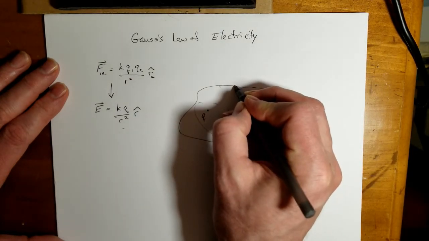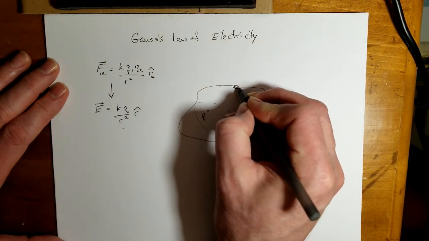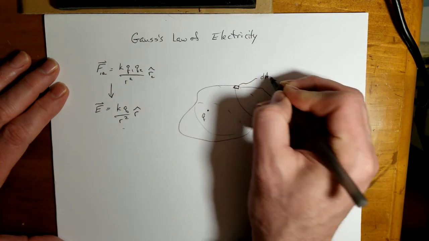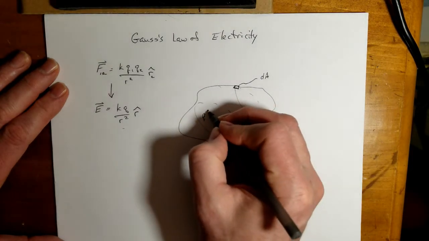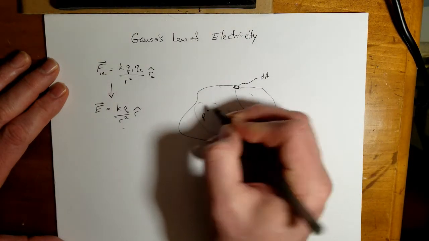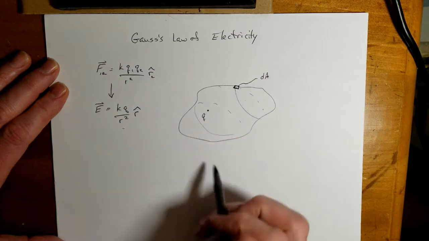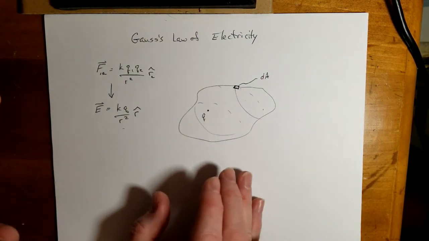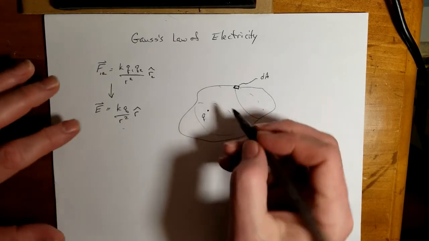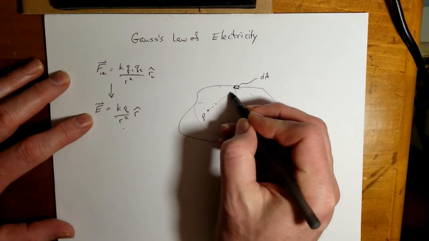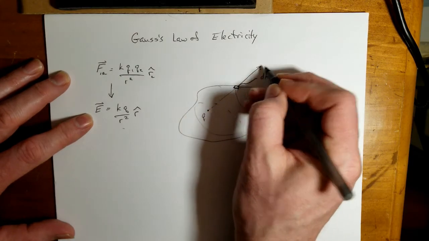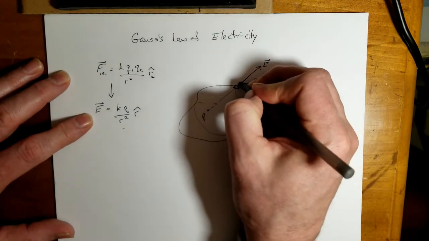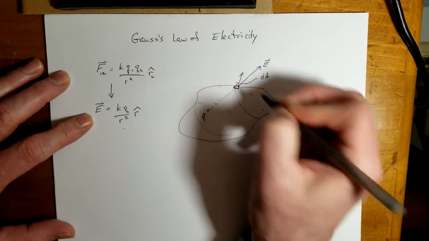And I want to take a look at a particular patch of surface right here. We're just going to call this dA. And the electric field that's coming from Q. Now, when you generally do derivations, you assume Q is positive in terms of all the drawing and conceptually, and then if it's negative, you just pop a negative sign in there and everything reverses. So the electric field is going off in that direction right there. And the area vector is perpendicular to the surface.